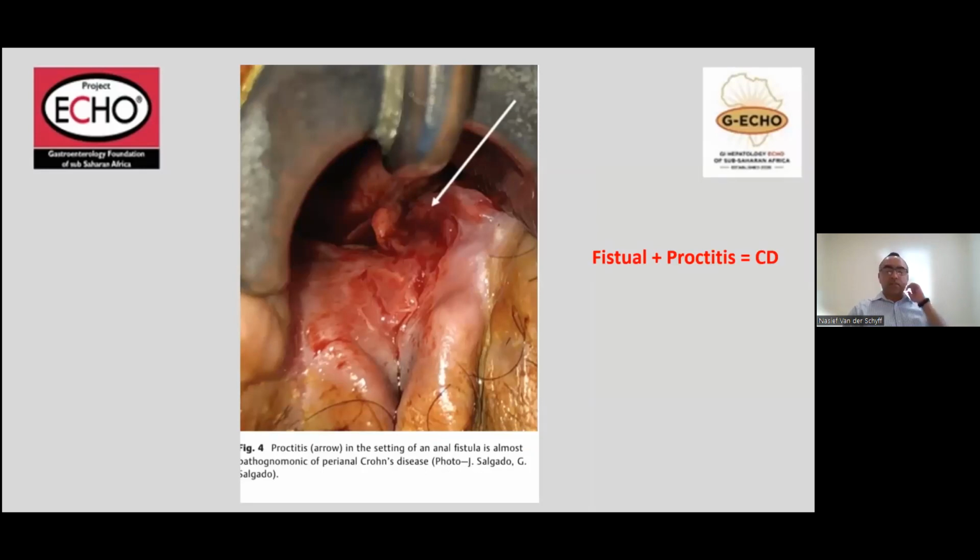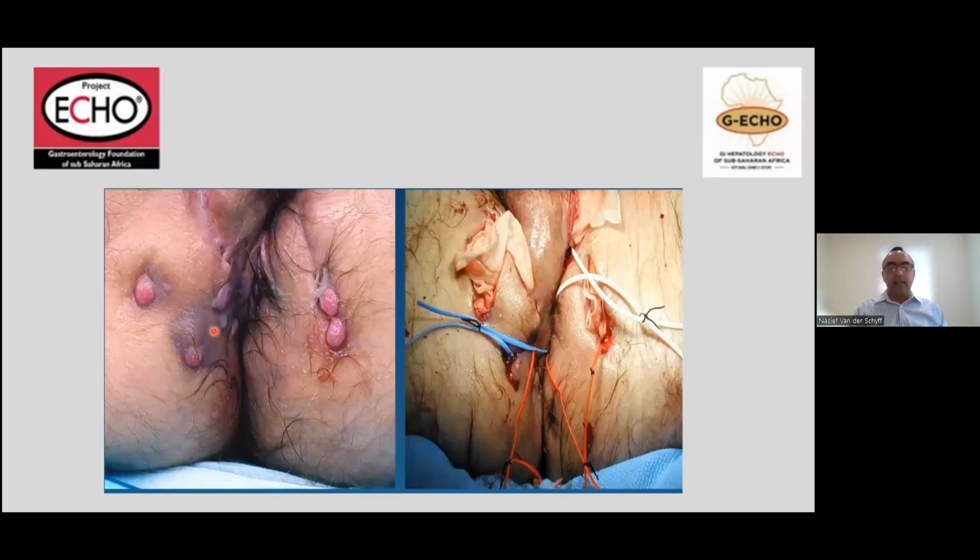If you ever encounter this, and I'm not sure the picture reflects it very well, this combination of patients having a perianal fistula with proctitis is pathognomonic for Crohn's disease. So the luminal disease or the proctitis with a fistula is particularly relevant in patients that are not diagnosed to have Crohn's disease. Sadly, this is the reality for many of our patients, having multiple fistulas, but also the presence of multiple setons that have been placed.